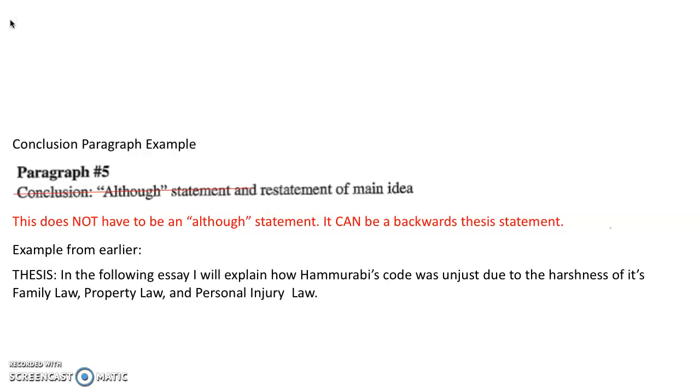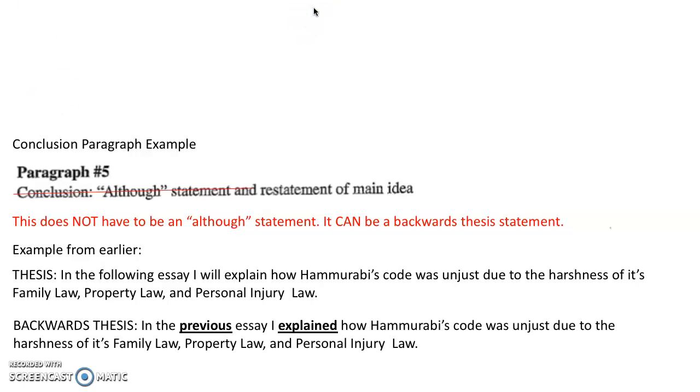Okay, so this person's thesis statement says, in the following essay, I will explain how Hammurabi's code was unjust due to the harshness of its family law, property law, and personal injury law. Okay, so that was the thesis that this person had as the last sentence of their first introduction paragraph. Now, the first sentence of their conclusion paragraph, which is paragraph 5 for this essay, would be backwards, meaning you're saying it happened in the past because you've already done these things.